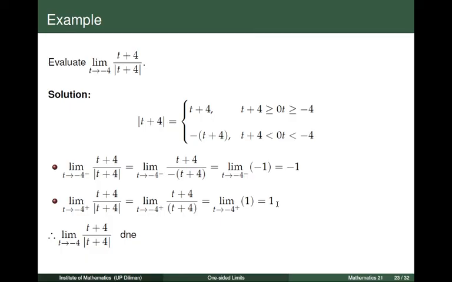So we see that the left-hand limit is equal to negative 1, while the right-hand limit is equal to 1. So since these two one-sided limits do not agree, we conclude that the limit of t plus 4 divided by the absolute value of t plus 4 as t tends to negative 4 does not exist.